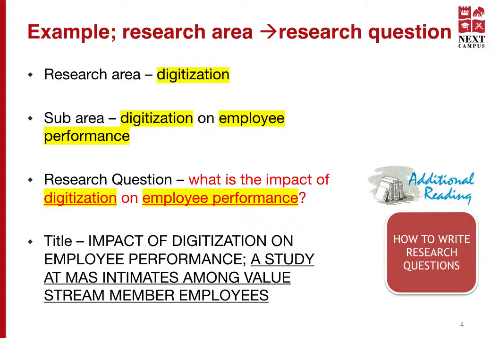Look at this title. Impact of digitalization on employee performance, a study at mass intimates among value stream member employees. Now the title is very clear. Title suggests that this researcher is going to study about the impact of digitalization on employee performance, and what we have underlined is the context. Where are we doing this study? It's done at mass intimates, not among all the employees, but value stream member employees.